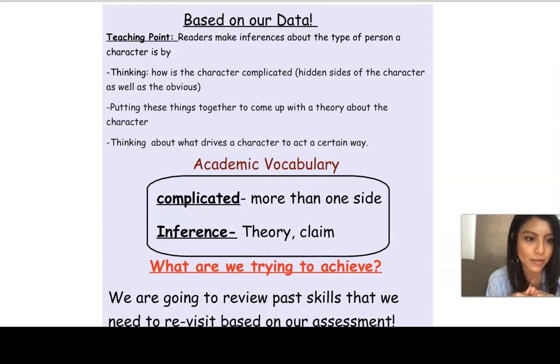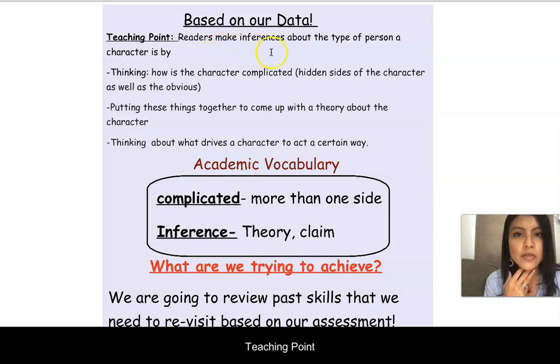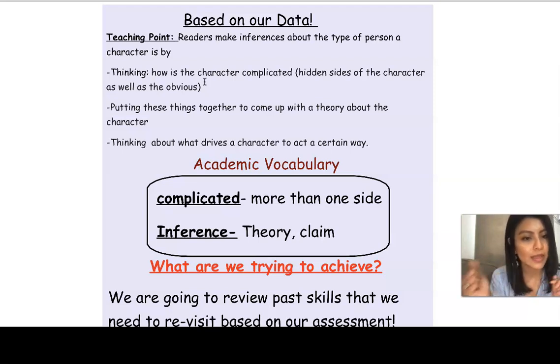So let's think about our teaching point. Readers make inferences about the type of person a character is by thinking, how is the character complicated? What are the hidden sides of the character as well as the obvious side of the character? Then we put these things together to come up with a theory about the character, the hidden side and the obvious side. Then we think about what drives a character to act a certain way. Like, what is motivating your character and what is your character struggling with?